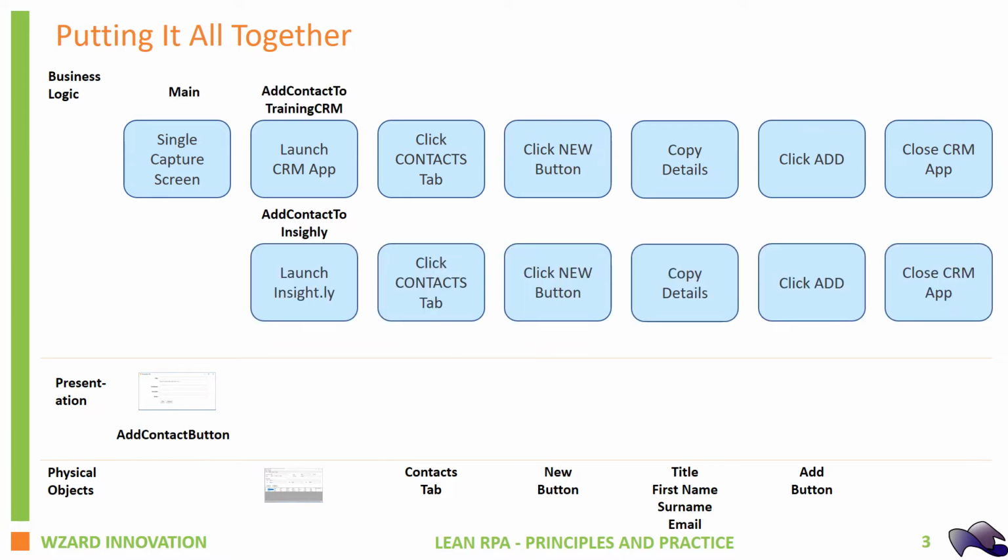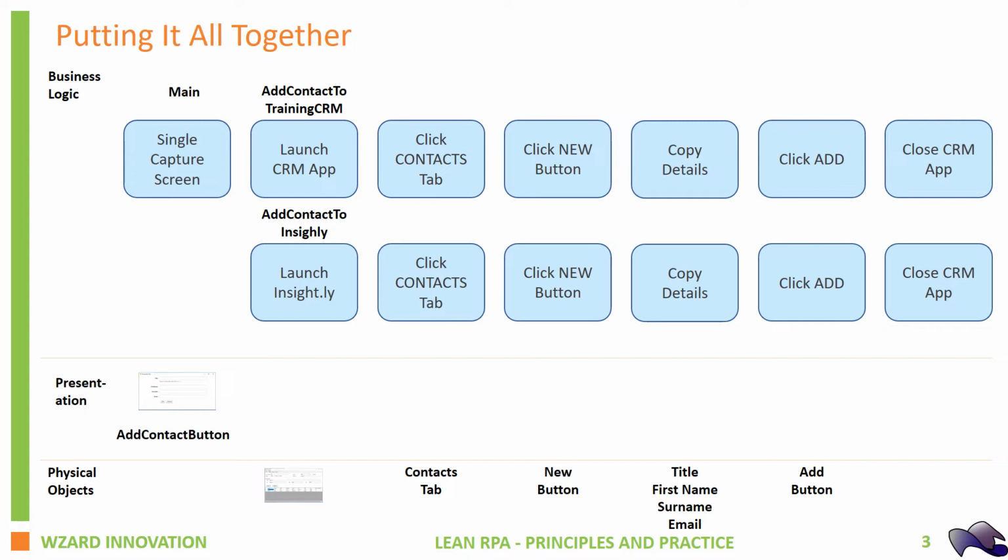The new logic we're going to build is going to run a different application called Insightly, and it's going to go through the process of navigating through to the details where you can update the screen and then finally clicking Add to update those details. Very similar to the original application, but as we'll see, the locations of the buttons and the layout of the screen is slightly different. We're going to create a second function called Add Contact to Insightly.